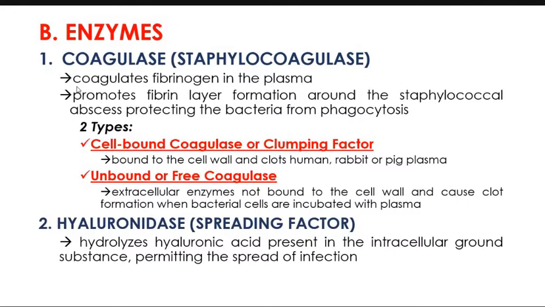So that if you have, like for example, your staphylocoagulase, what does it do? You have it there already so that it coagulates fibrinogen in the plasma. So we said that there are two types of coagulase. You already know about this one. You have the cell-bound coagulase or the clumping factor, and you have the unbound or the free coagulase. Okay? So again, pag nag-coagulate siya, di ba yung sa coagulation, matatakpan na naman yan mamaya si microorganism.